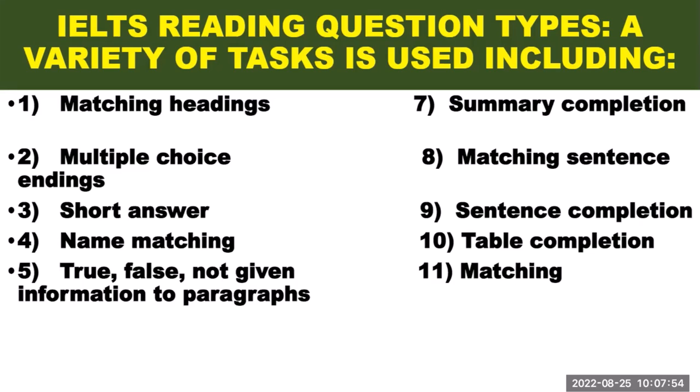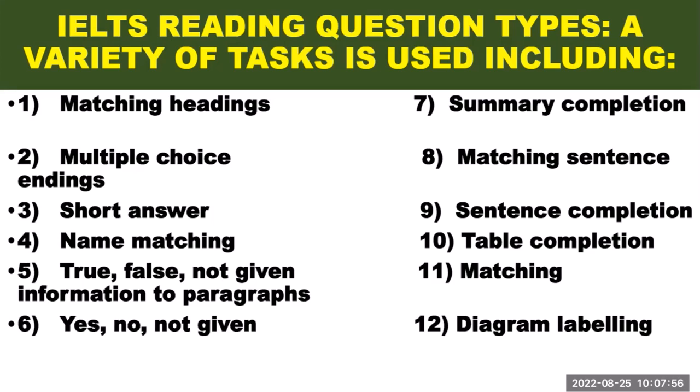These are various types of questions. Then number 6, you have the yes, no, or not given questions. Then number 7, you have summary completion. Number 8, you have matching sentence.